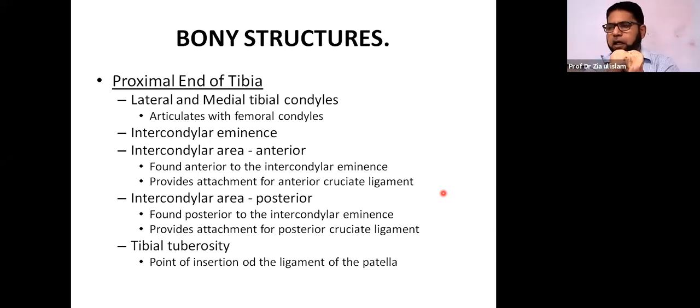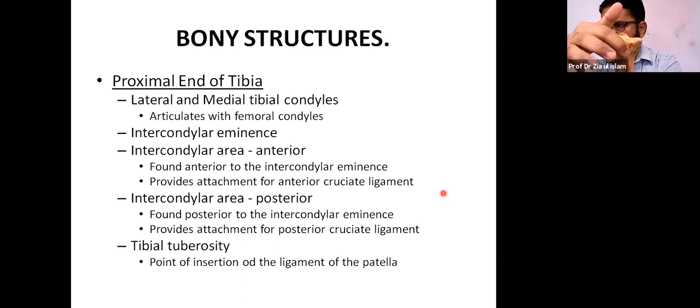Then we have an intercondylar area between them. Just as the intercondylar fossa is present in the femur, here we have the intercondylar area, and this intercondylar area gives rise to an eminence known as the intercondylar eminence. In the middle there is the intercondylar eminence. If you look, an elevated area is visible. This is the intercondylar eminence.